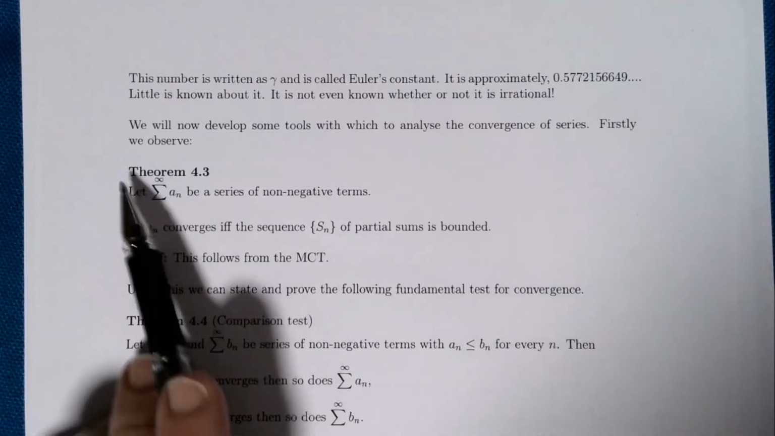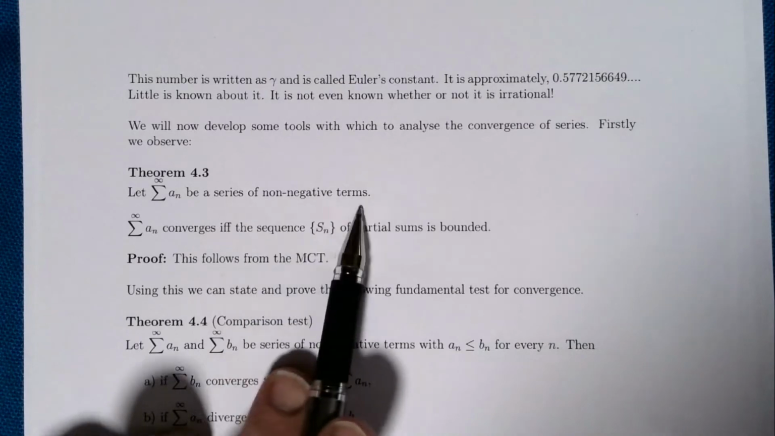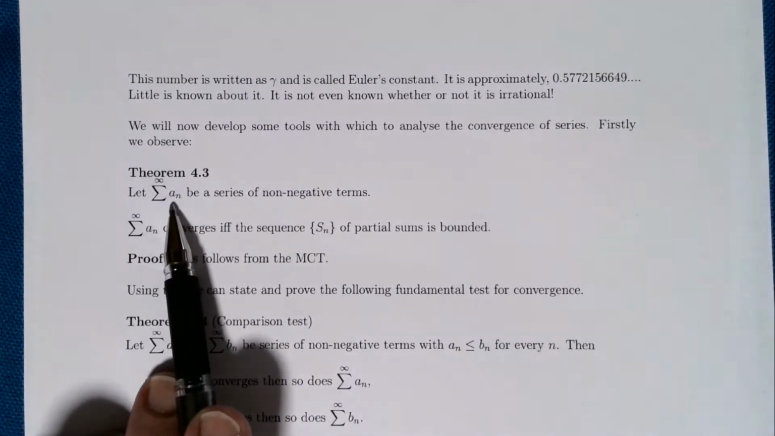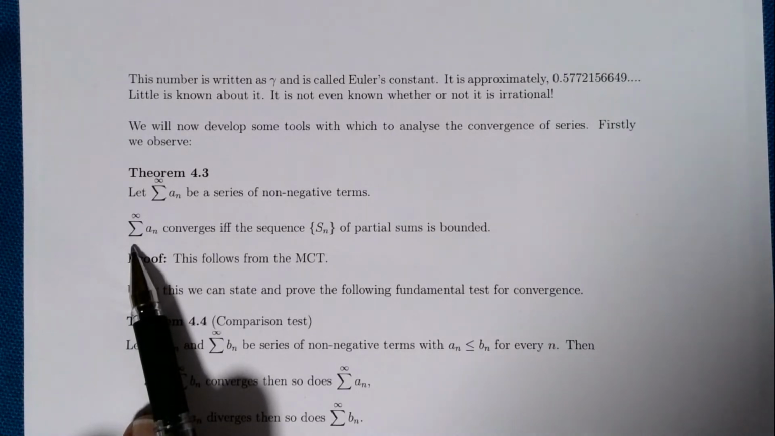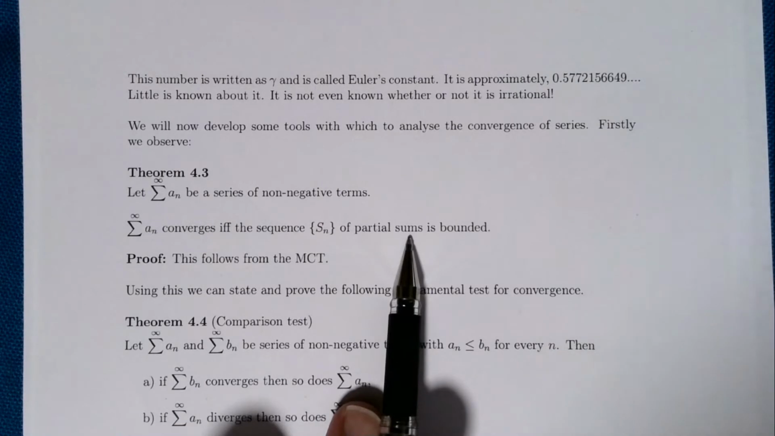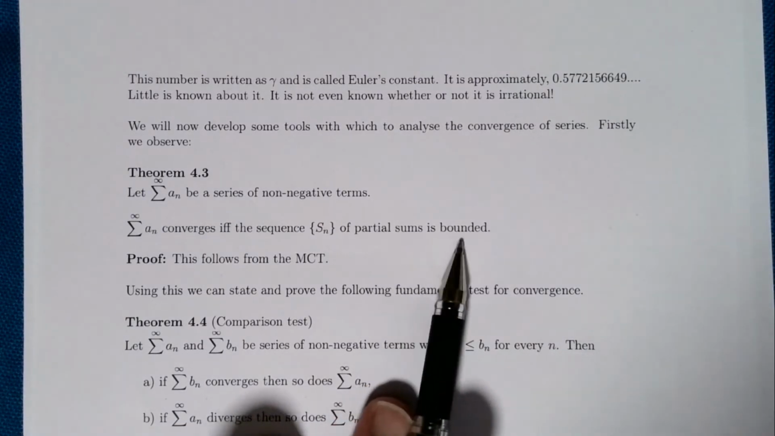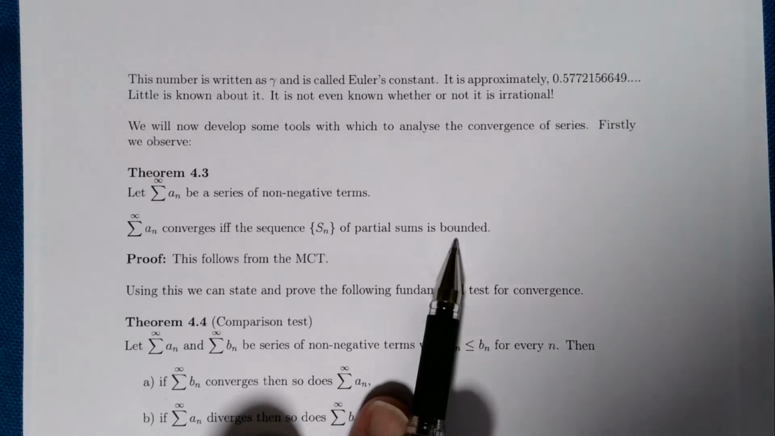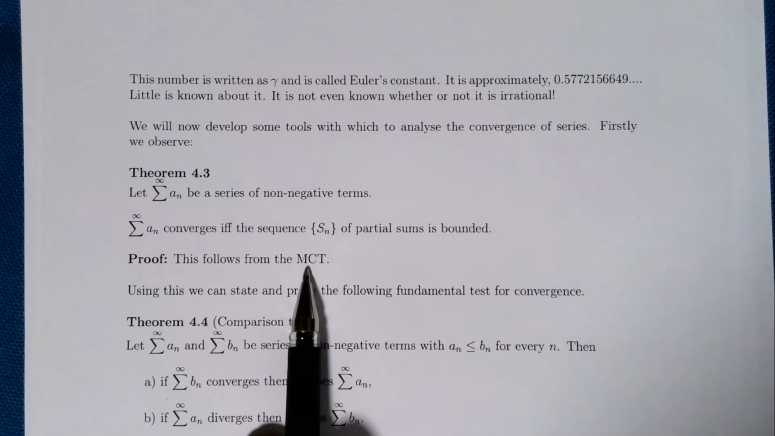So firstly, this next theorem says if you've got a series of non-negative terms, that is, all these are either zero or positive, then this infinite series converges if and only if the sequence of partial sums is bounded. Now, I've left the proof of that to one of the harder problems in the tutorial, but this again is going to follow from the monotone convergence theorem.